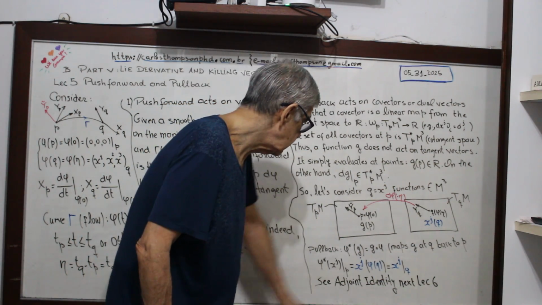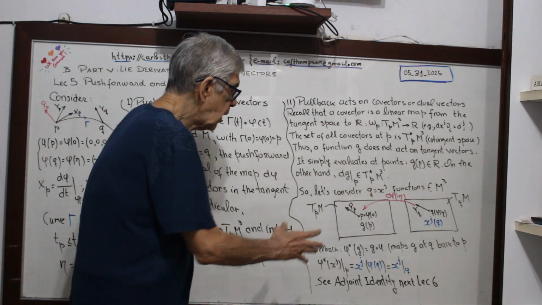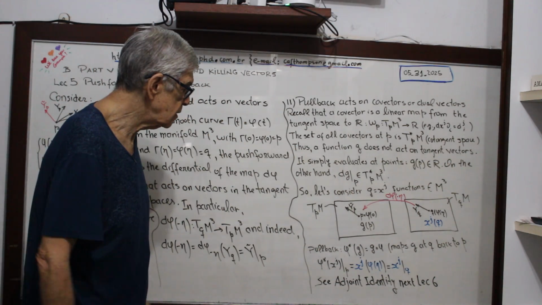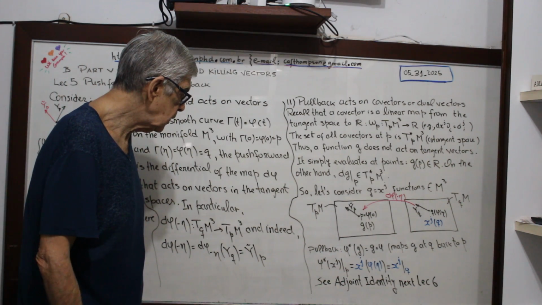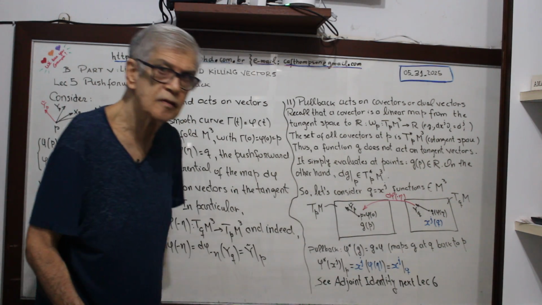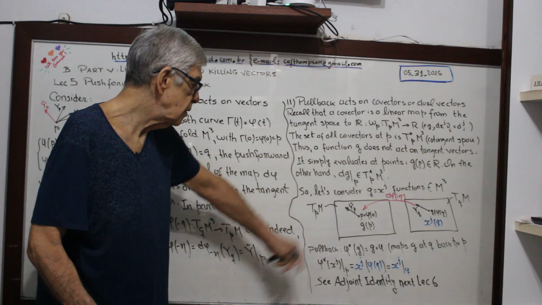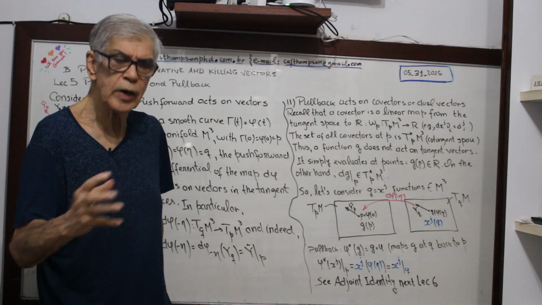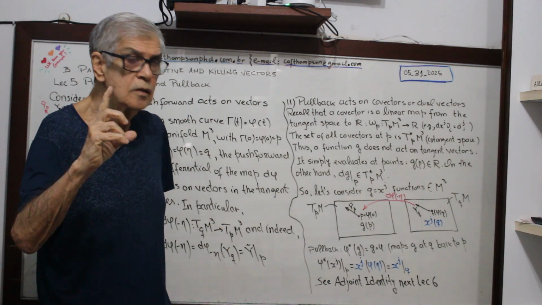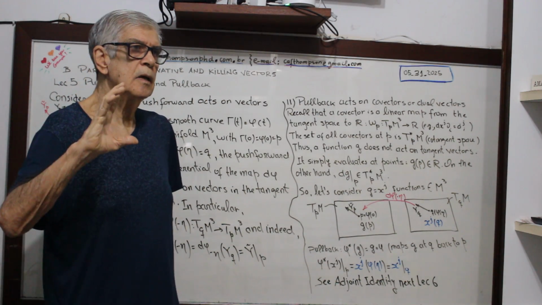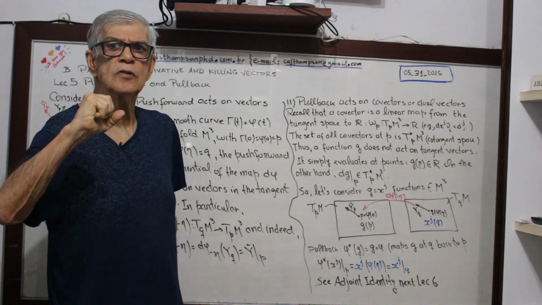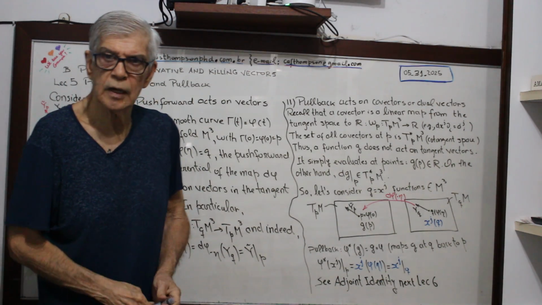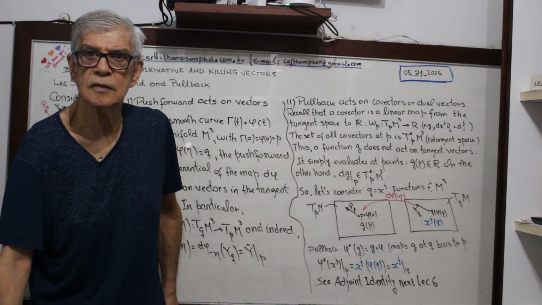So that is a pullback. Now I will use these maps, and in the next lecture, lecture 6, I will apply this to the adjoint identity or adjoint operator, which we already studied, including numerical examples, in previous lectures, as you can confirm. That's it.